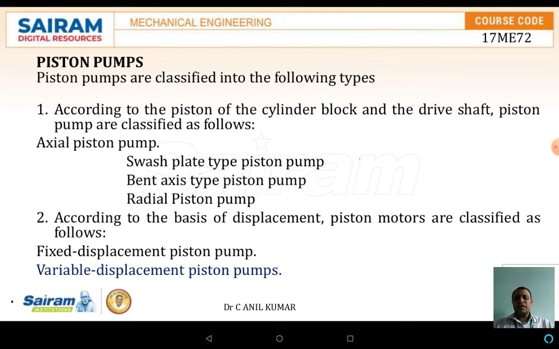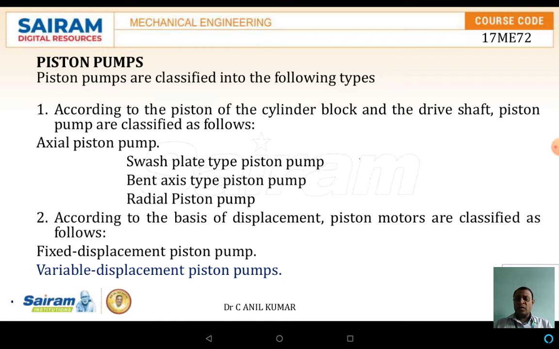The next part we are discussing is with respect to the piston pumps. The piston pumps are the pumps which work on the principle of reciprocatory motion. The reciprocatory motion is converted into a rotary motion.